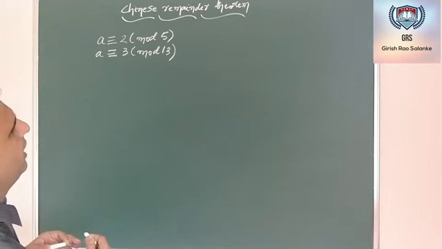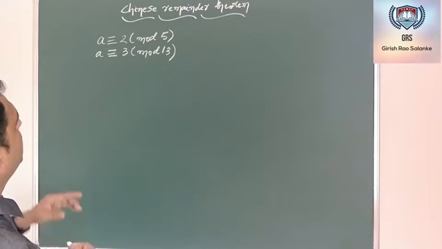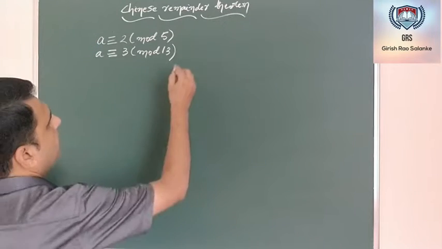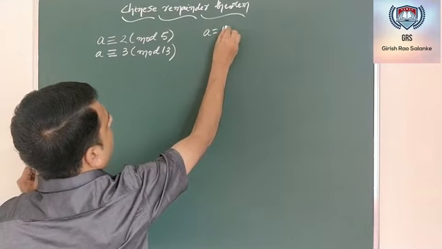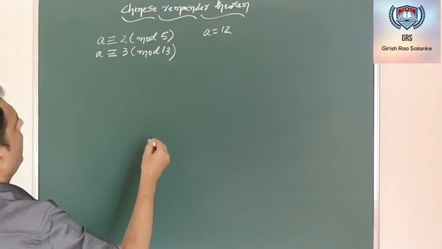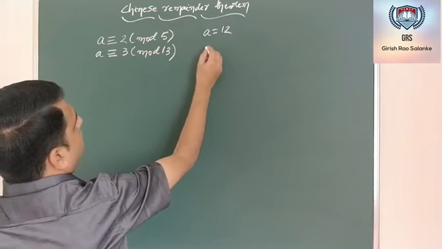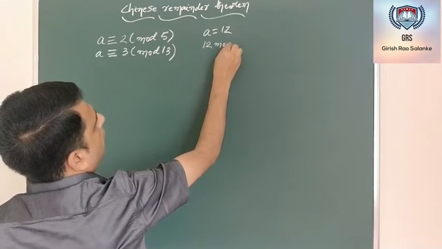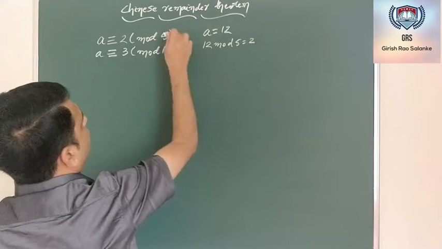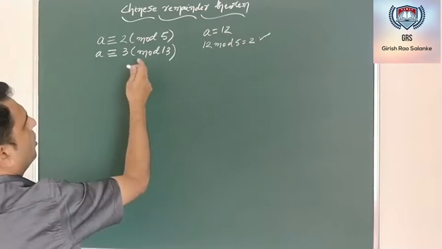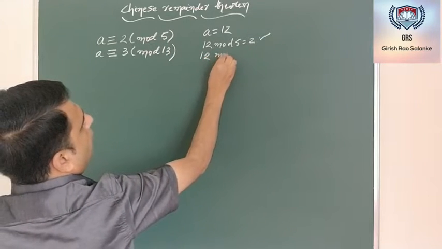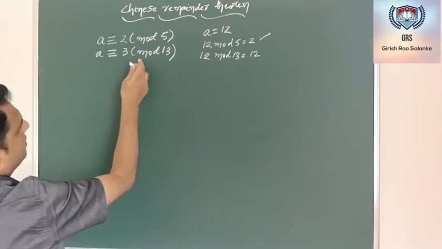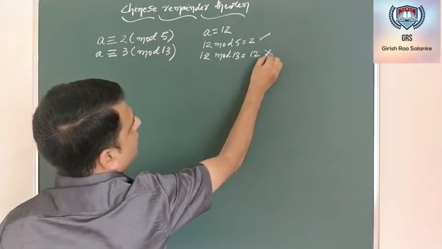Let's take some examples and try to analyze what would be the value of A to solve both these congruent equations. Let me take initially A is equal to 12. If A is equal to 12, the first equation: 12 mod 5 is 2. So the first equation is true. Now what about the second one? 12 mod 13 is 12. What is the answer that I should get? 3. So the second equation fails.